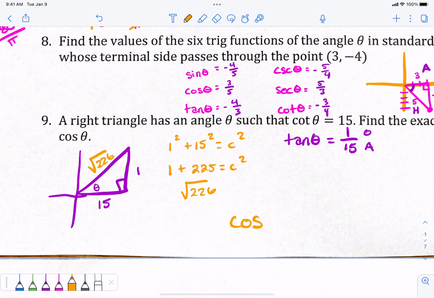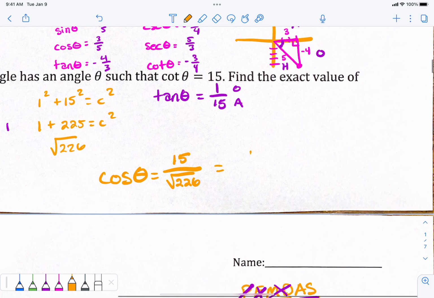Then cosine of theta equals adjacent over hypotenuse, so it's 15 over the square root of 226. This means we have to rationalize, so it's 15 square root of 226 over 226. Now, does 226 divide by 3? No. And it doesn't divide by 5.